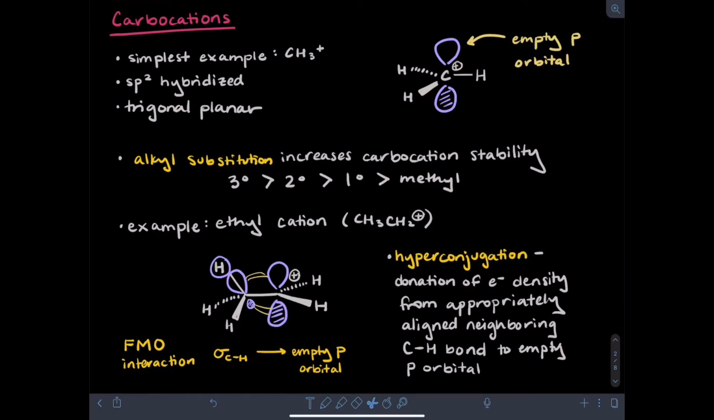This type of interaction is called hyperconjugation. This is a donation of electron density from a carbon-hydrogen bond into an empty p orbital. But importantly, you have to have proper alignment of your carbon-hydrogen bond for this to occur. This bond needs to be in the same plane as your p orbital.